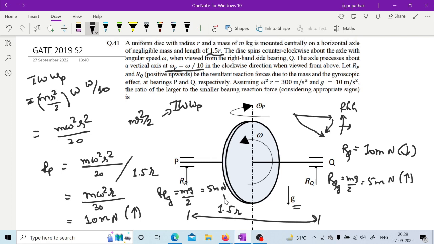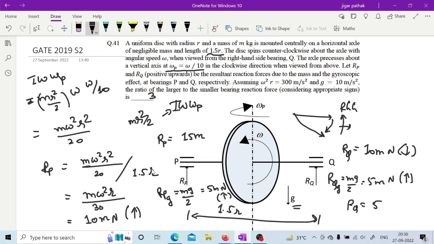This force will be in the upward direction. So if you consider the total force at P and Q, then what is going to happen is at P you will be having this 15 m, and at Q it will be 5. So when you take the ratio, it will come 3, right? This ratio will come 3.